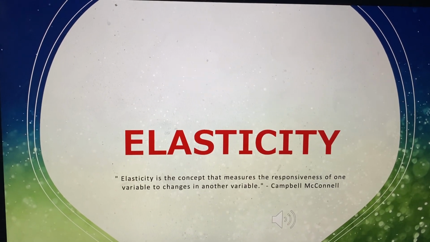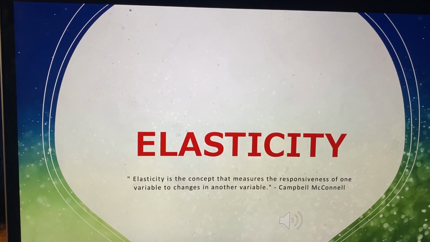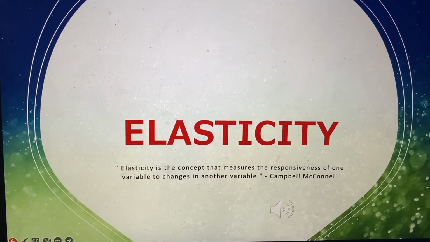Hi guys, this is Sia and today I will be explaining what elasticity means in economic terms and why it is a fundamental part of economics.